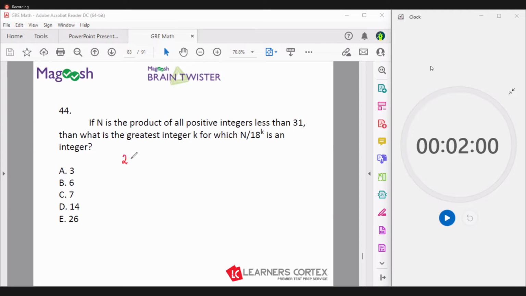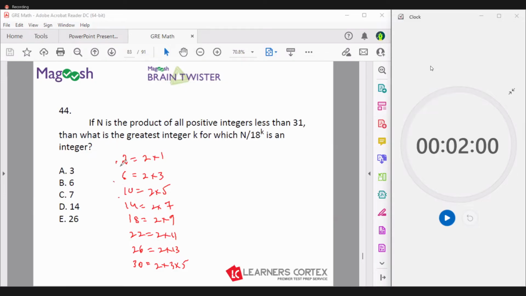So there is 2, which is 2 into 1. Then there is 6, which is 2 into 3. Then 10, which is 2 into 5. Then 14, which is 2 into 7. Then 18, which is 2 into 9. Then 22, which is 2 into 11. Then 26, which is 2 into 13. And then there is 30, which is 2 into 3 into 5. Does this make sense?